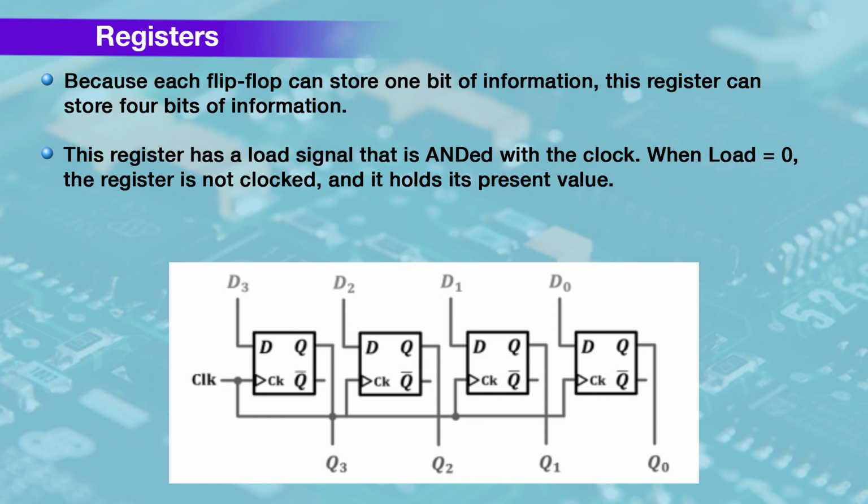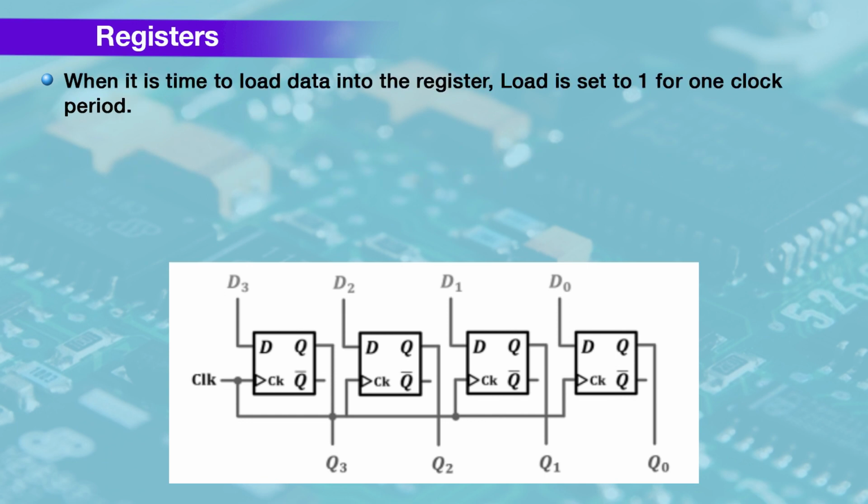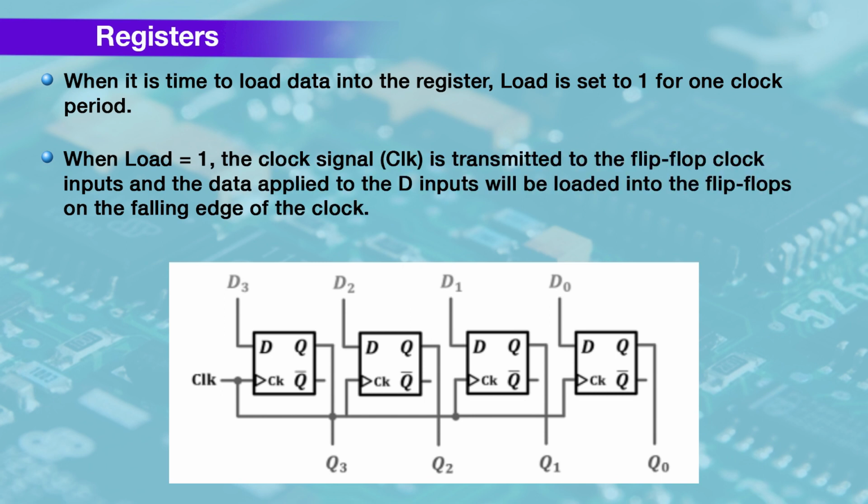When load is equal to 0, the register is not clocked and it holds its present value. When it is time to load into the register, load is set to 1 for 1 clock period. When load is equal to 1, the clock signal is transmitted to the flip-flop clock input and the data applied to the D input will be loaded into the flip-flop.